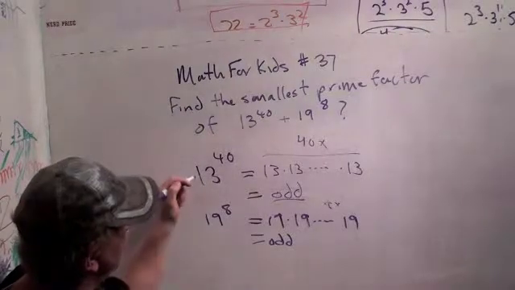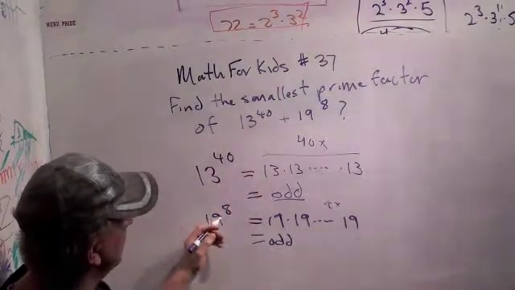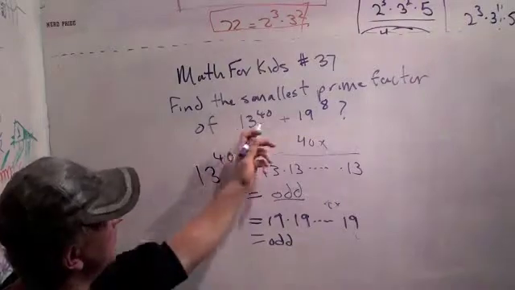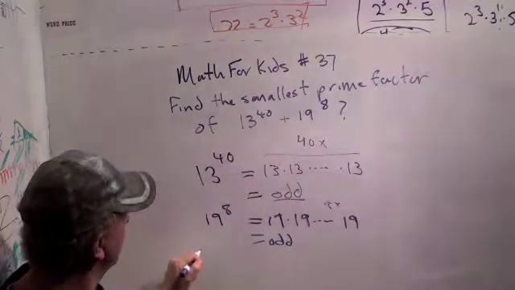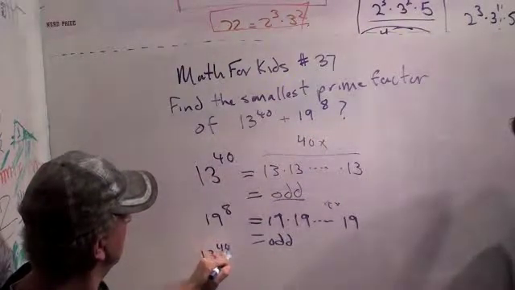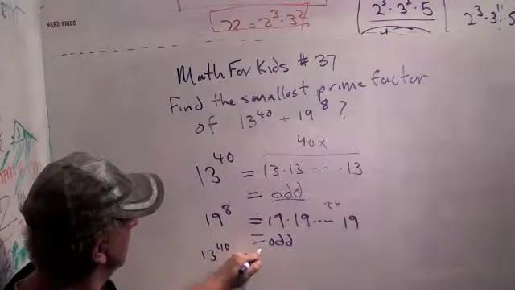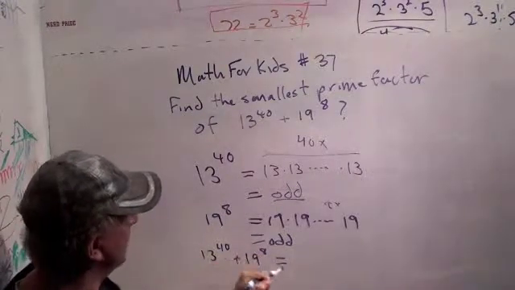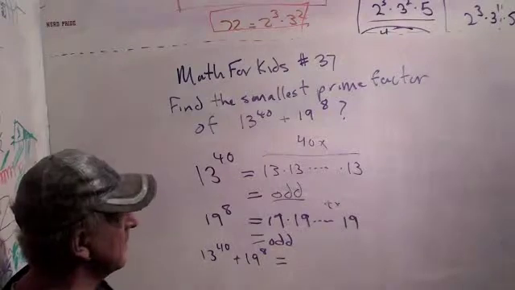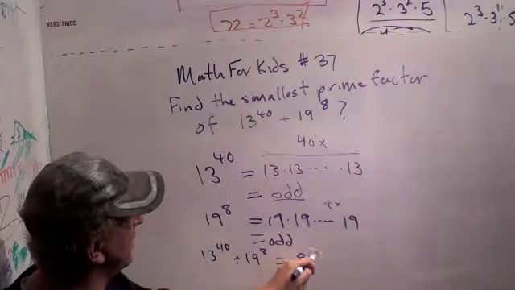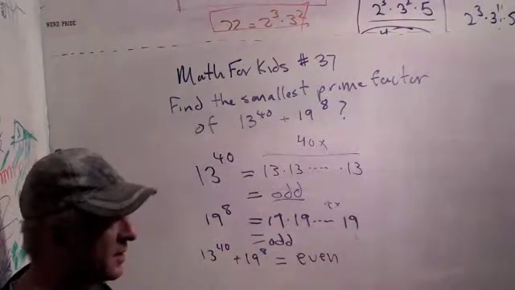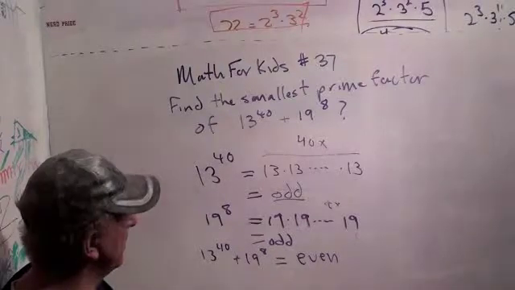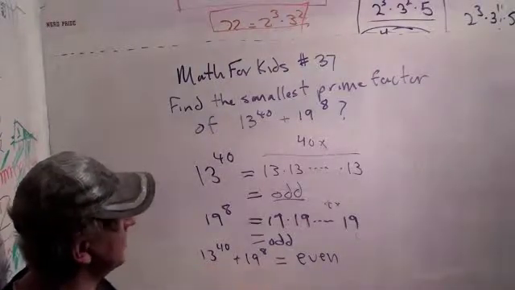Okay? So we have 13 to the 40th, we know that's odd. 19 to the 8th, we know that's odd. So what about 13 to the 40th plus 19 to the 8th? It's an odd. No, I mean it's going to be even. It's an odd plus an odd, which is an even. And we've just learned that an odd plus an odd is even. Okay, so now we know 13 to the 40th plus 19 to the 8th is even.